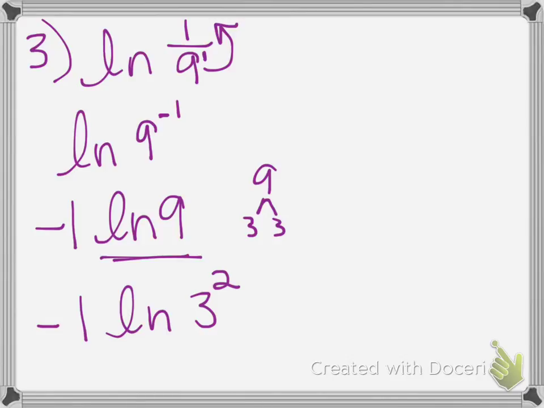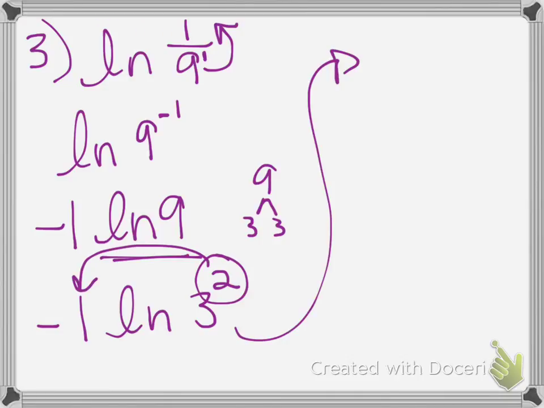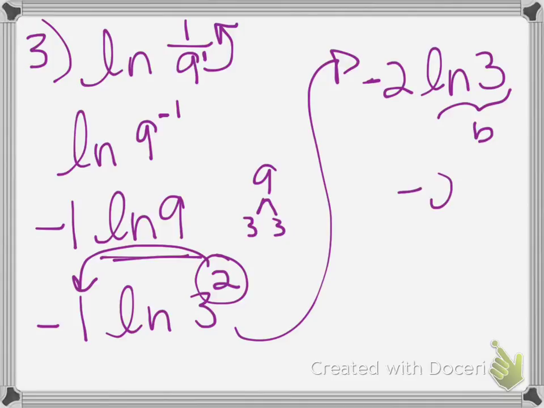So again, I have yet another power rule. So I'm going to move this 2 over here. And so I'm going to do negative 1 times 2, so that's negative 2. So I have negative 2 ln 3. So now I'm going to replace the ln 3 with b. So I get negative 2b.